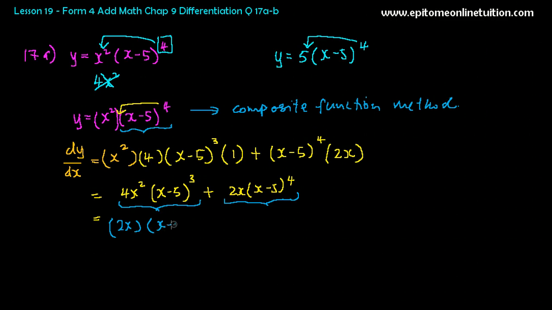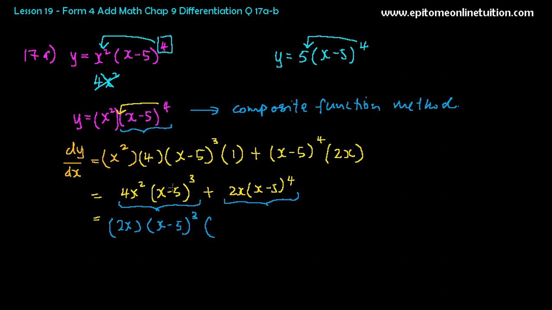So you can factorize (x - 5)^3. The minimum you can take out... the most that you can take out is the smallest power. So that's the cube. And now you have a big bracket. Well, you don't have to write a big bracket actually, you can just put a small bracket.